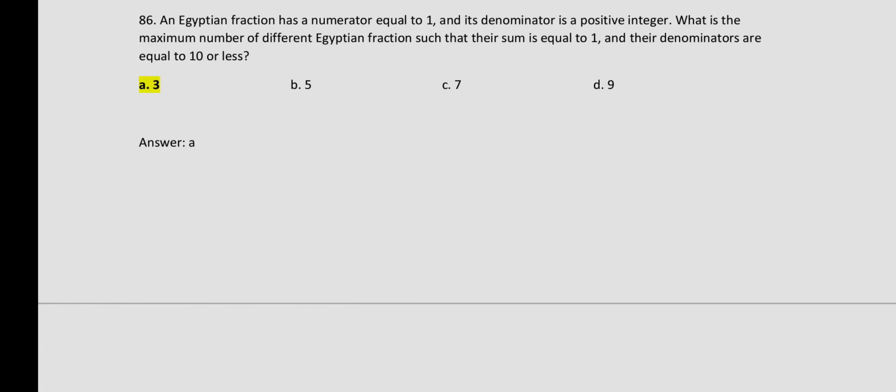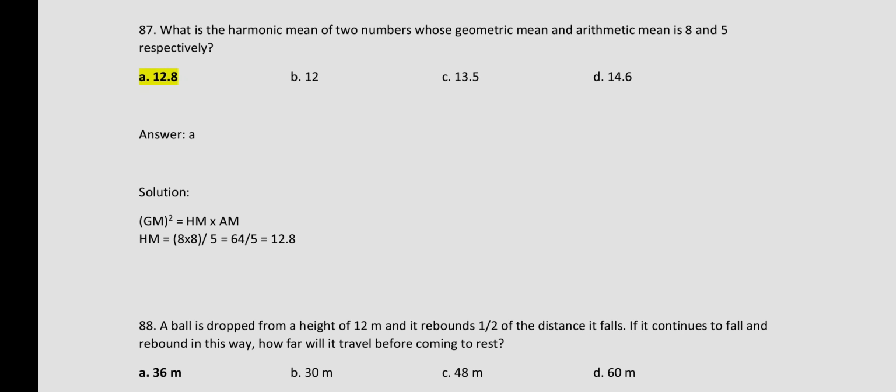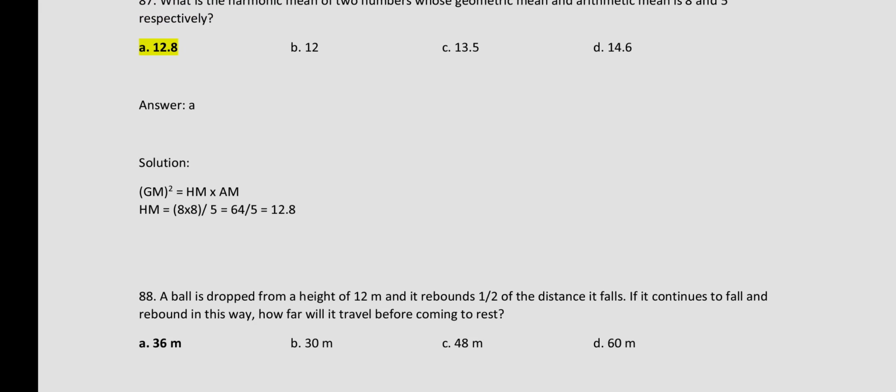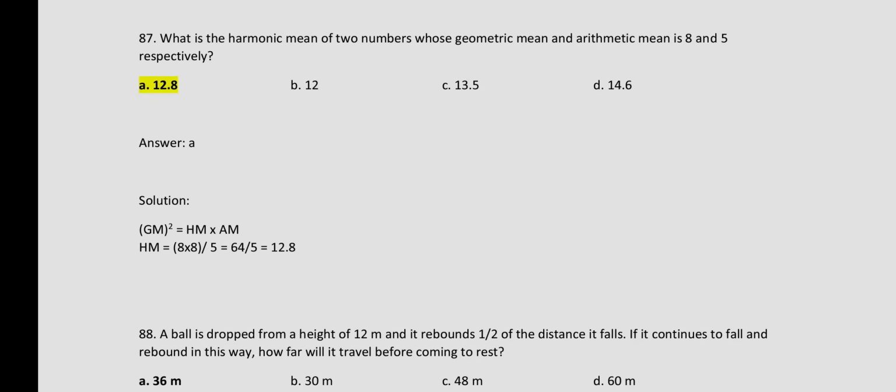Yang tanong na yan. Number 87, what is the harmonic mean of two numbers whose geometric mean and arithmetic mean is 8 and 5 respectively? Sagot dyan ay letter A, 12.8. Solution niyan, geometric mean squared is equals to harmonic mean times arithmetic mean. Tapos, kunin mo yung formula ng harmonic mean, magiging 8 squared over 5 is equals to 64 over 5 na magiging 12.8. Kaya sagot mo dyan is 12.8, letter A.